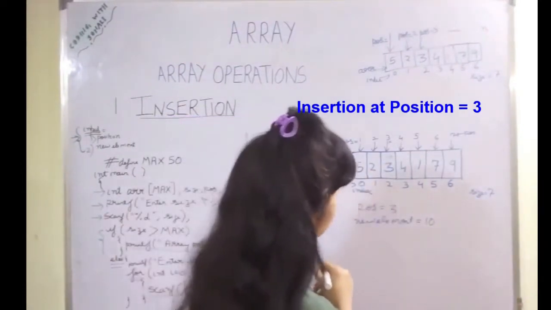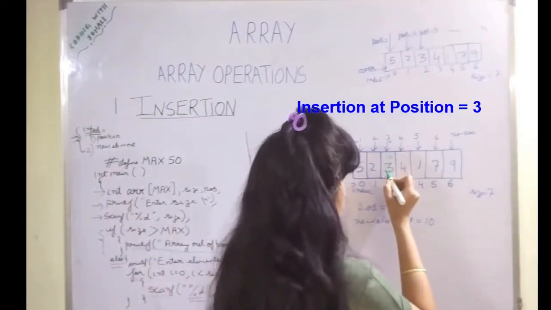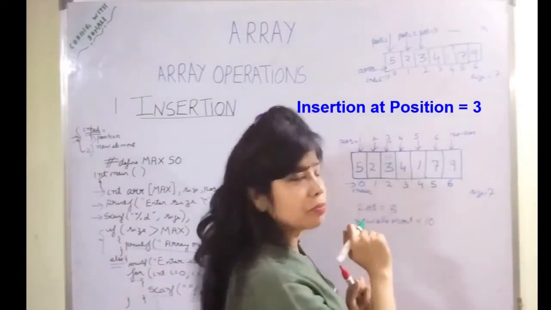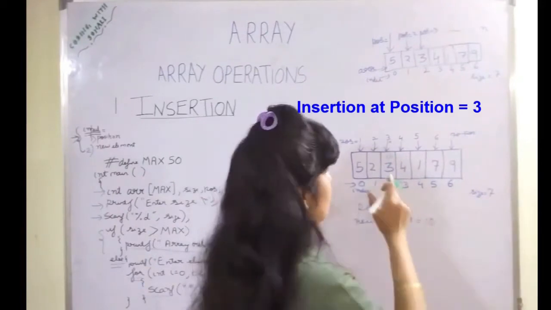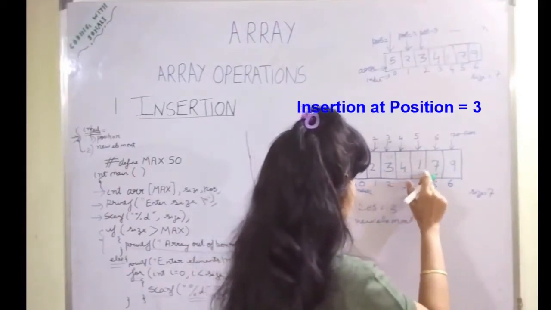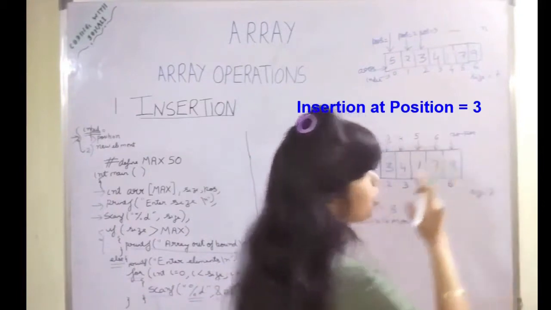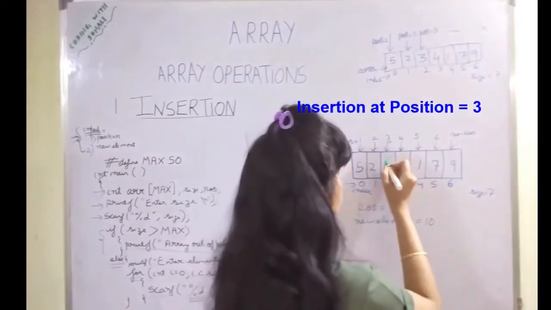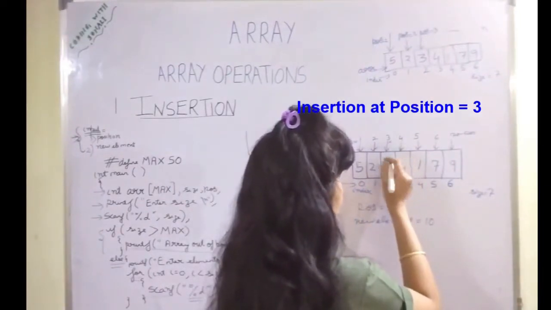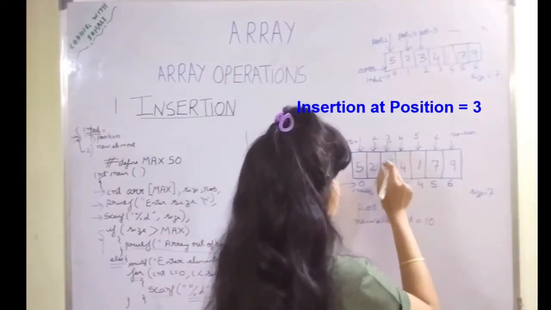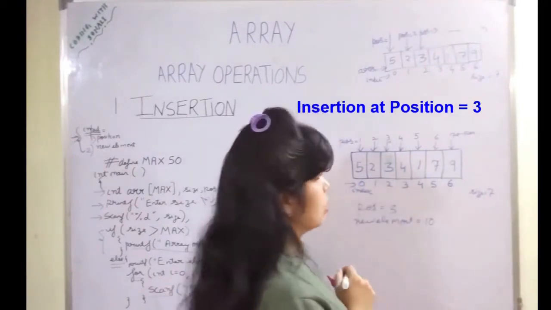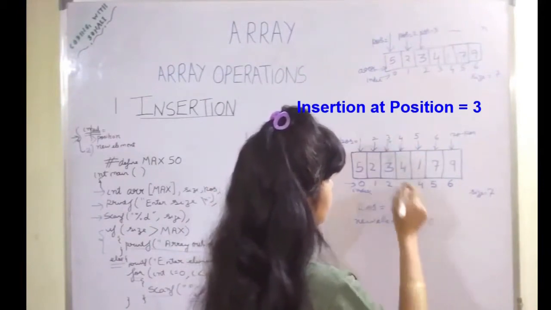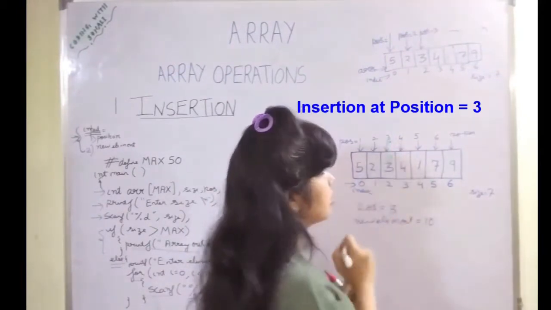In that case what will happen? If we have to insert 10 at position 3, we have to shift 3, 4, 1, 7 and 9, all these elements, to the right side by 1 position, so that we get the space. That means we can simply insert this 10 at position 3. I hope you got it. If the user gives position 3 and the element as 10, the user wants to insert this 10 at this 3.